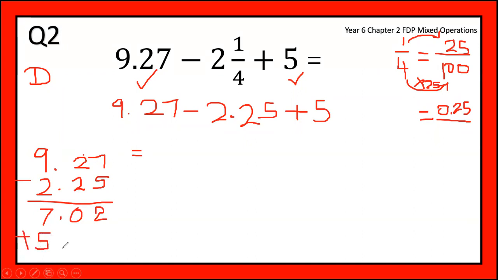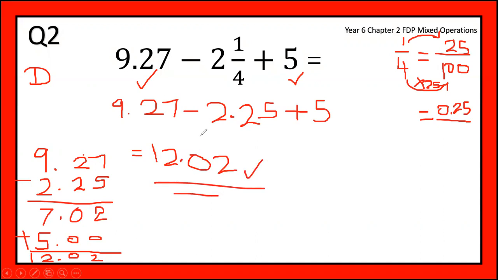This is 5 at the ones house, so 5.00 of course. And that will give you 2 plus 0, 2, 0 plus 0, 0, and 7 plus 5, 12. Your answer would be 12.02.